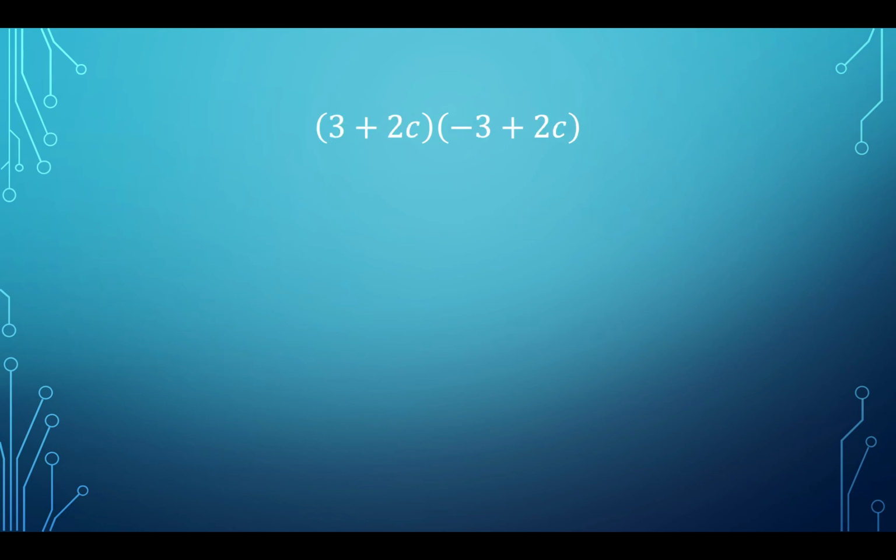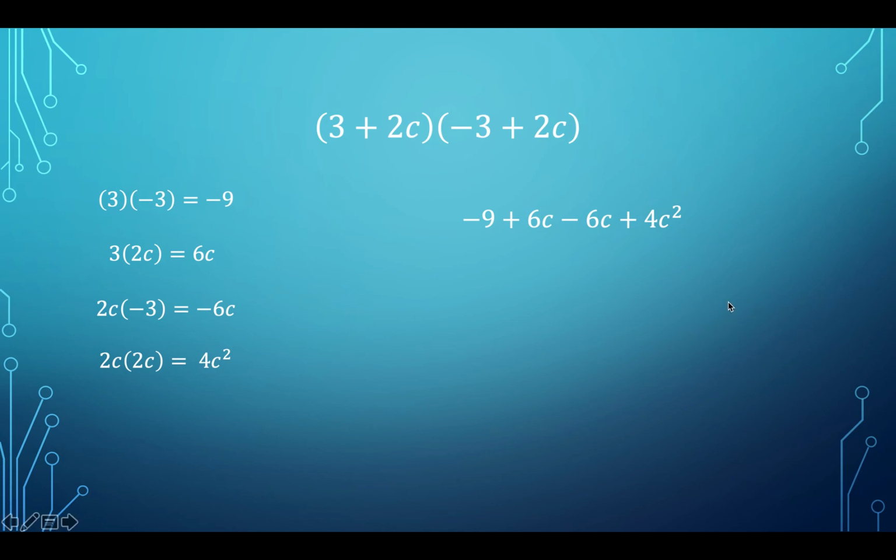In the next problem, we have 3 plus 2c times negative 3 plus 2c. Same thing. We do 3 times negative 3, we get negative 9. Then we do 3 times 2c and we get 6c. Then we do 2c times negative 3 and we get negative 6c. And then we do 2c times 2c and we get 4c squared.